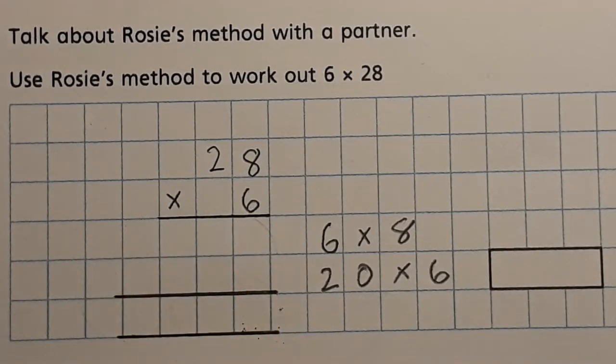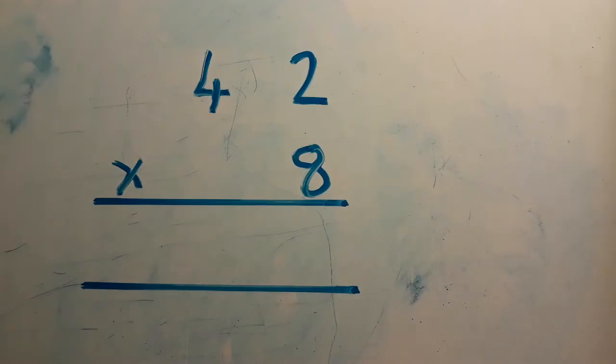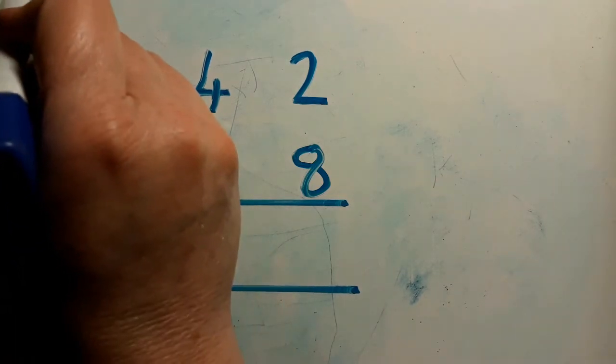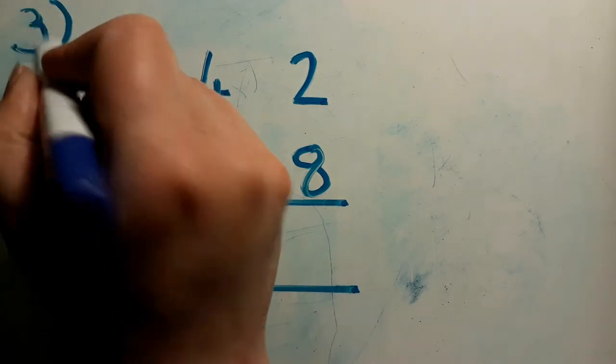So your calculation should look something like that. Okay, work out the product and write it in the answer box. Okay, and this is our new year 4 method that we haven't seen before. So this is for number 3. Alright, so I'll write number 3 over there.